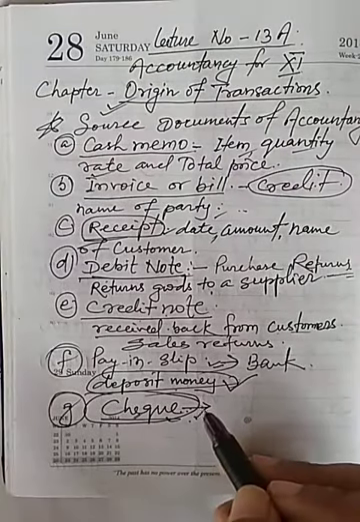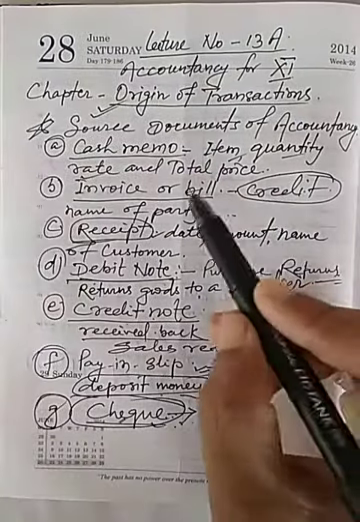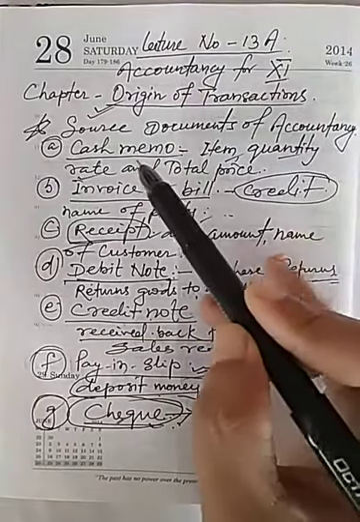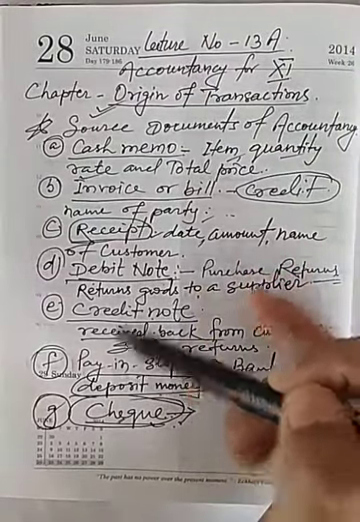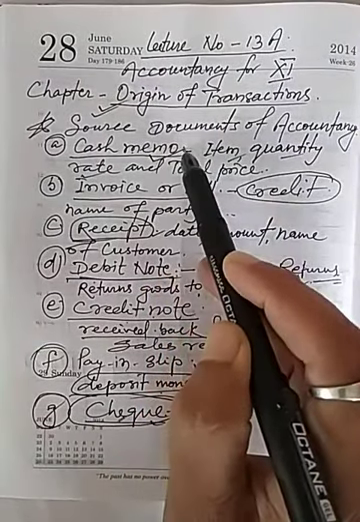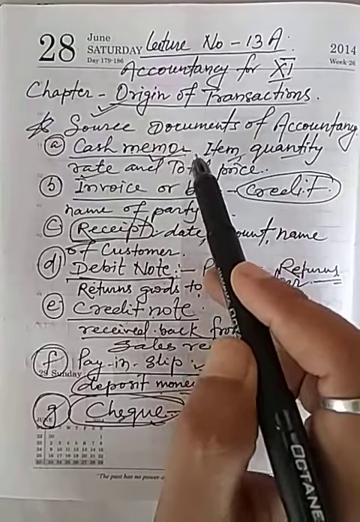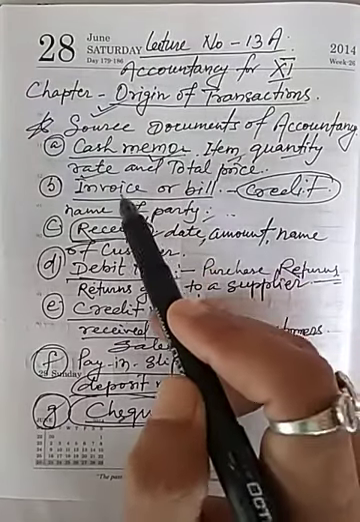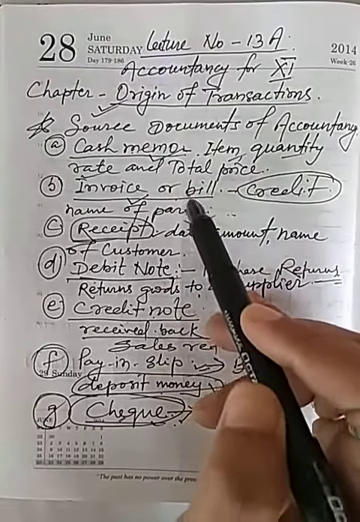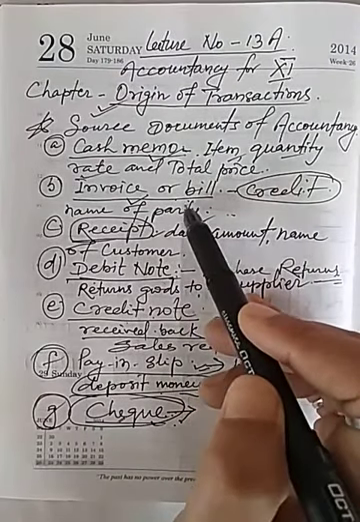Now, I once again repeat all the source documents. Cash memo is for cash purchase and cash sale. Invoice or bill is prepared for credit sale and credit purchase.